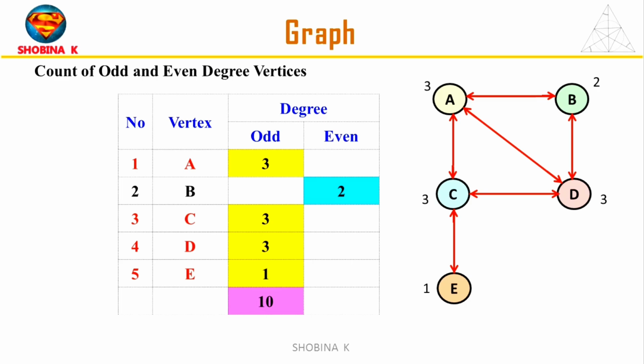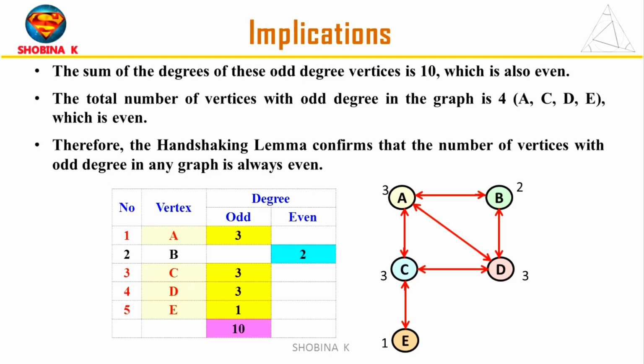Now count the even degree vertices. The graph has only one even degree vertex, which is B. And now we have verified that the total sum of degrees of odd vertices is even. Let us calculate the sum of odd degree vertices, which is 3 plus 3 plus 3 plus 1 equals 10, which is even. And the number of odd degree vertices is also even. Look at the graph. The vertices A, C, D and E are odd degree vertices. Therefore, the total number of odd degree vertices is 4, which is even. According to the handshaking lemma, if the sum of vertex degrees is even, then the number of vertices with odd degree must also be even. And this example effectively illustrates how the theorem holds true in practice.